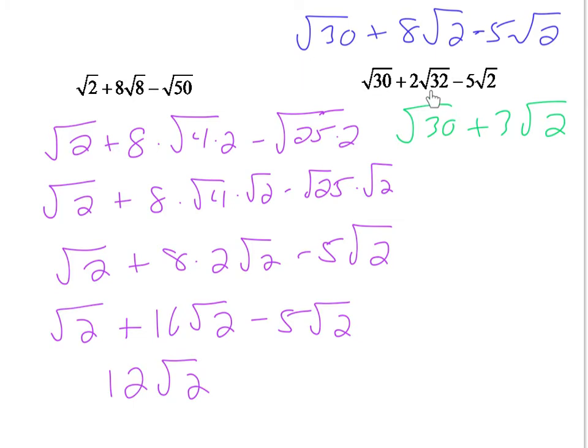Root 32 is 16 times 2. Root 16 is 4, so 2 times 4 is 8 minus 5 root 2. So I have root 30 plus 8 root 2 minus 5 root 2. There's nothing I can do with the root 30. However, these are like radicals. So I have root 30 plus 3 root 2.